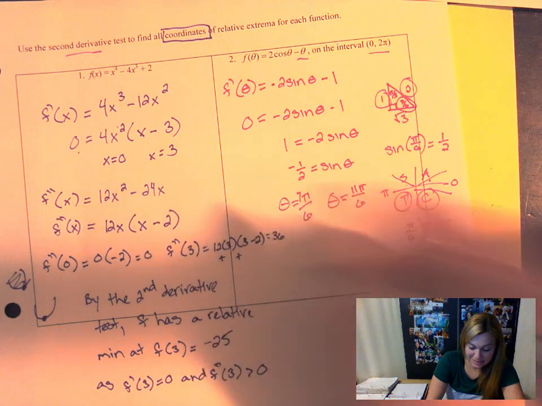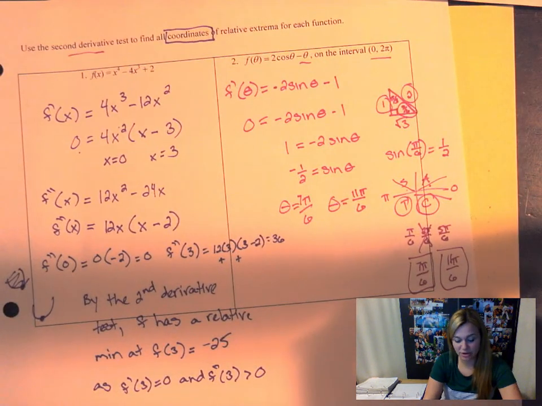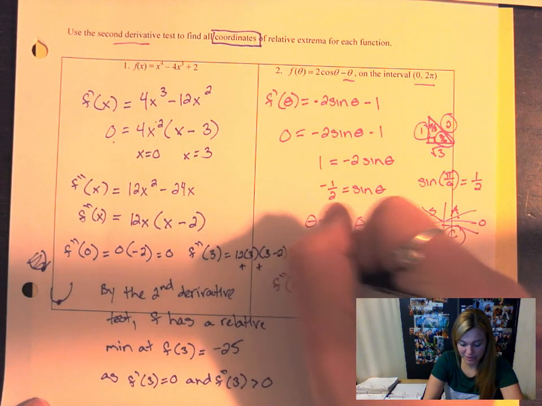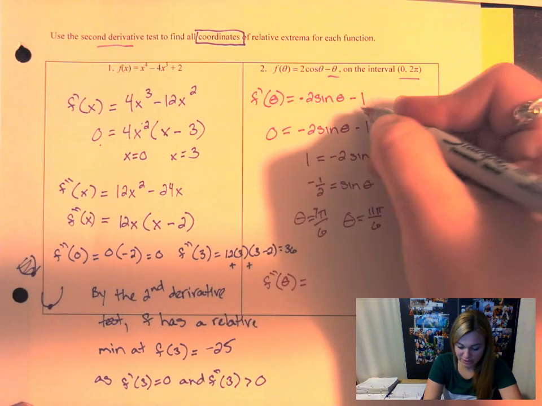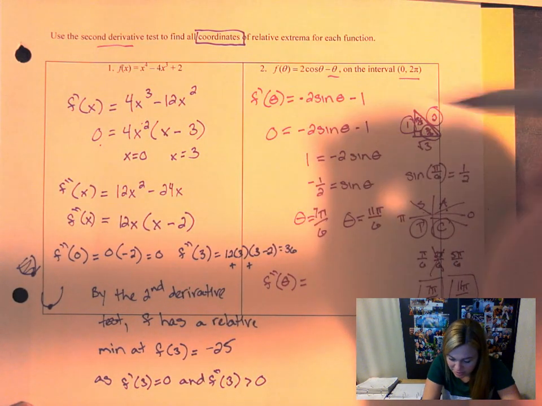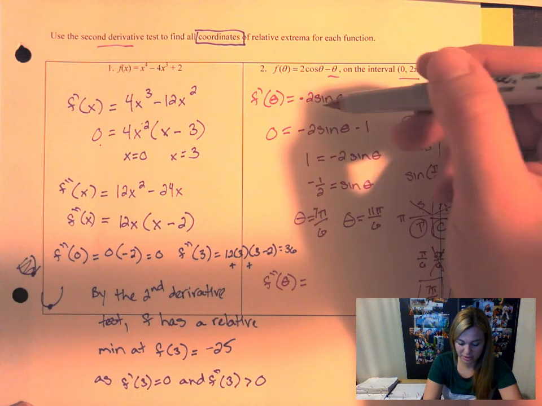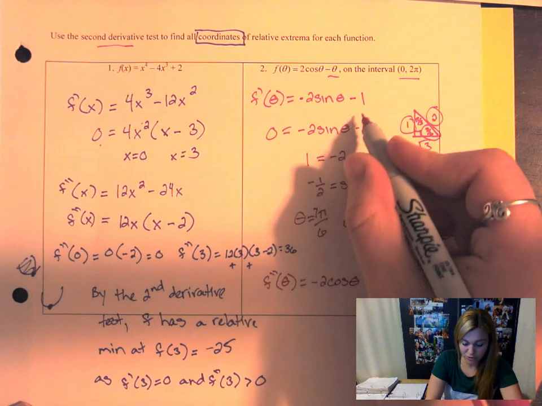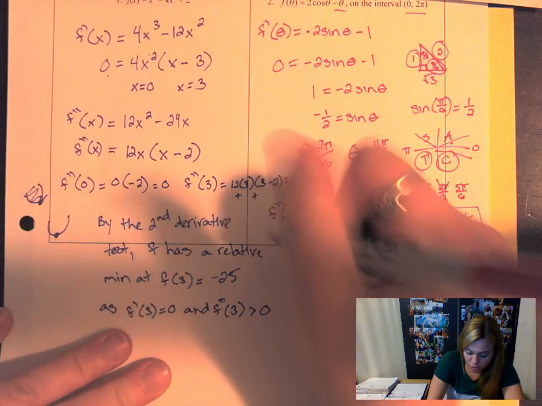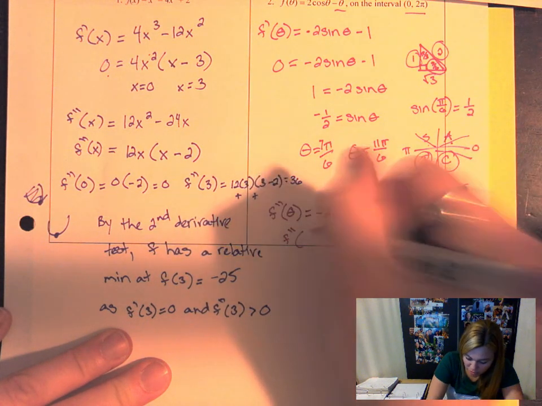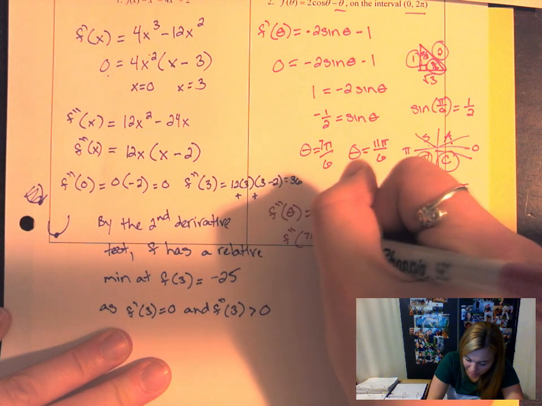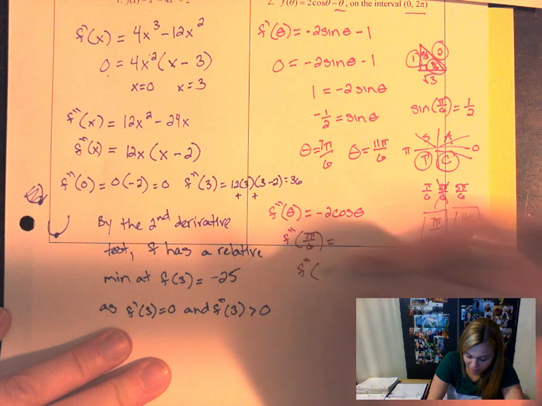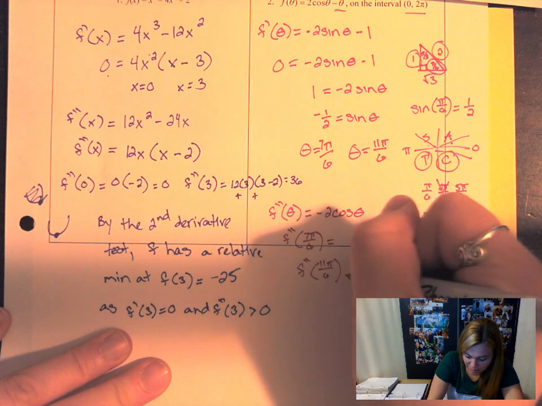And what I need to do is I found the values where f prime was equal to 0. What's the next thing that you do? Find the second derivative and get positive or negative. So the second derivative here, if my derivative was negative 2 sine of theta minus 1, the derivative of negative 2 sine of theta is going to be negative 2 cosine of theta. The derivative of negative 1 is just 0. So what I need to know is f double prime of 7 pi over 6. Is this positive or negative? F double prime of 11 pi over 6. Is this positive or negative?